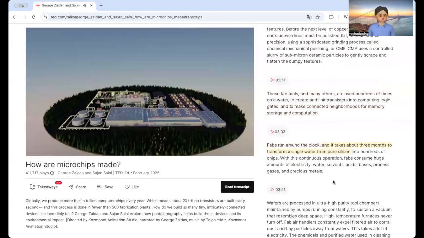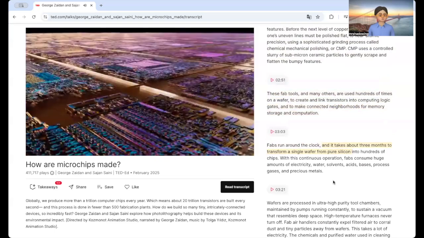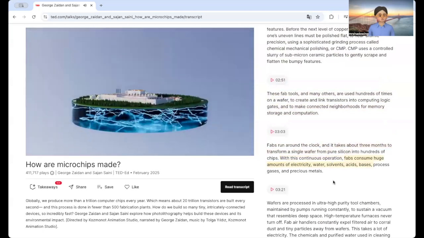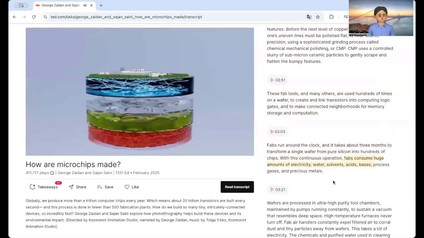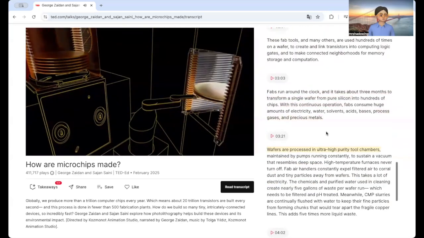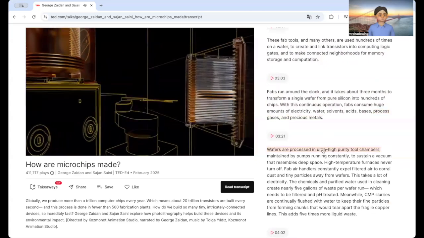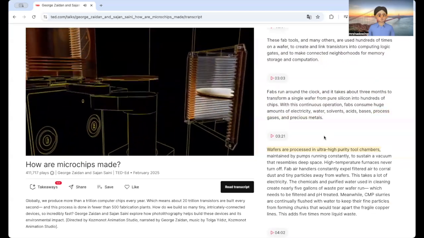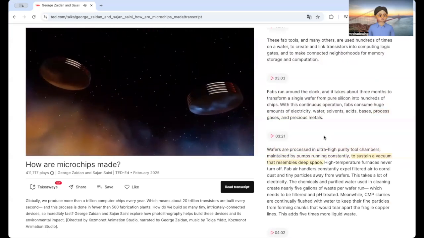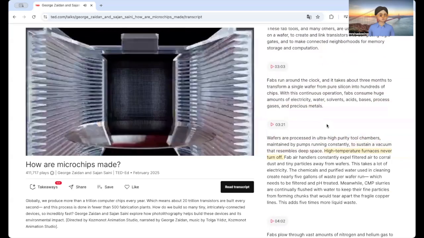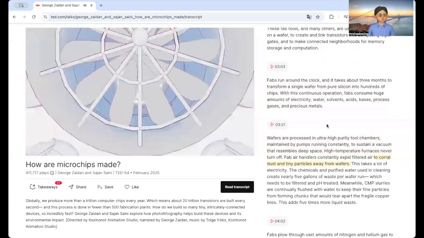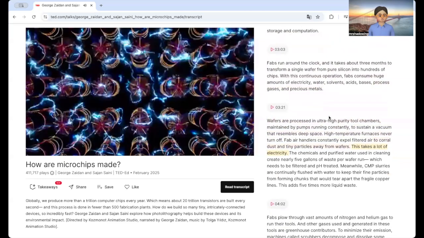Fabs run around the clock and take about 3 months to transform a single wafer from pure silicon into hundreds of chips. With this continuous operation, fabs consume huge amounts of electricity, water, solvents, acids, and bases, process gases, and precious metals. Wafers are processed in ultra-high purity tool chambers, maintained by pumps running constantly to sustain a vacuum that resembles deep space. High-temperature furnaces never turn off. Fab air handlers constantly expel filtered air to push dust and tiny particles away from wafers. This takes a lot of electricity.